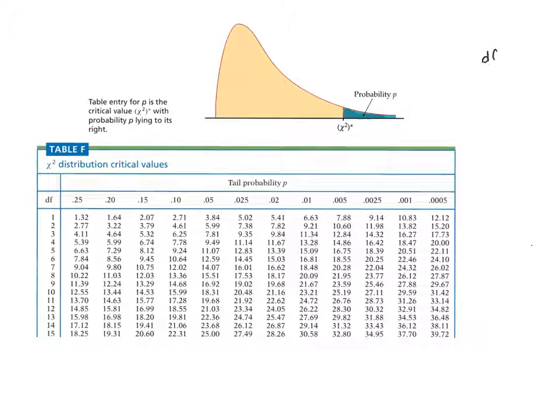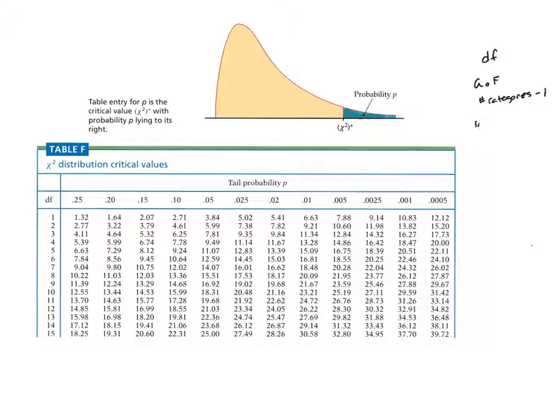And when I go to find my degrees of freedom, it depends on what kind of test I'm doing. If I'm doing a goodness of fit test, it'll be the number of categories minus 1. So for instance, if I'm trying to see are people equally likely to be born in any given month, the number of categories would be the number of months, which would be 12. So degrees of freedom would be 12 minus 1, or 11.